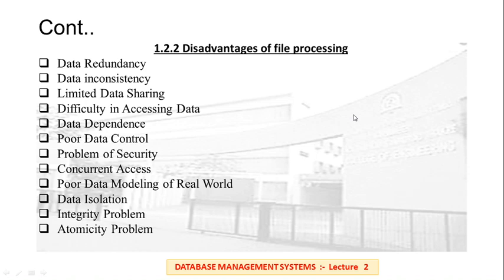The next one is integrity. Every enterprise has its own constraints while maintaining the data in files. Suppose in an employee file, the employee ID must start with E. Such a constraint can be added while writing the application program. But later on, if any new constraints are introduced by the enterprise, then it becomes difficult to add these constraints again. The file processing system does not provide any functionality to handle these situations, and that is called the integrity problem.